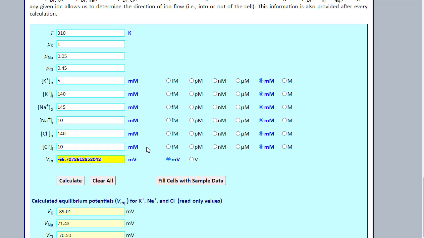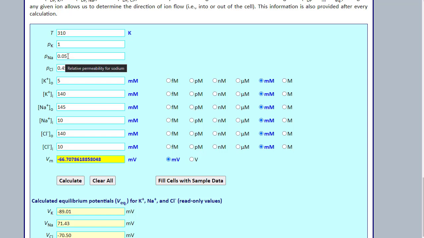Now, the thing that gets interesting, and I recommend that you guys come back to this and mess around with it, is that if we don't change anything with the concentrations, and we just mess around with the permeability. Remember, these are relative permeabilities. So the membrane is more permeable to potassium than it is to sodium and Cl-. You can see it's twice as permeable to potassium than it is to Cl-. It's not very permeable to sodium.